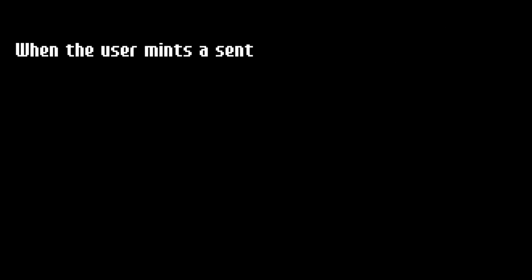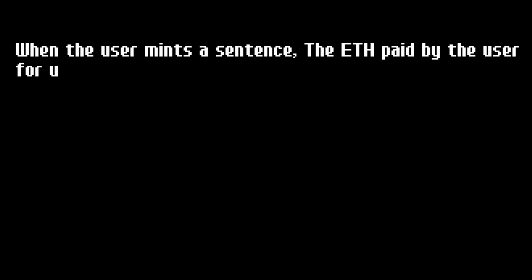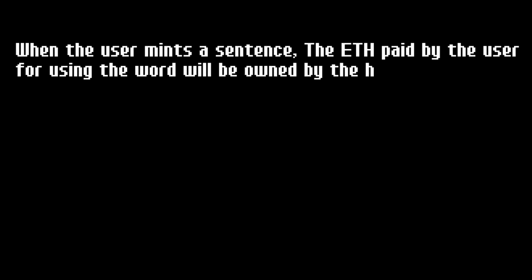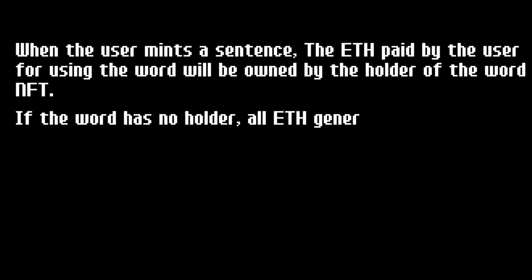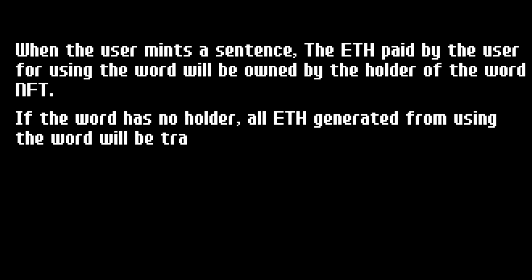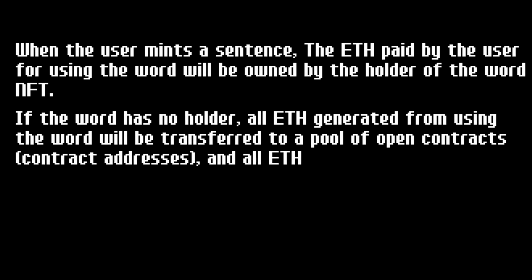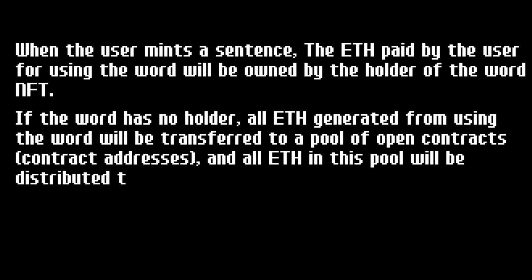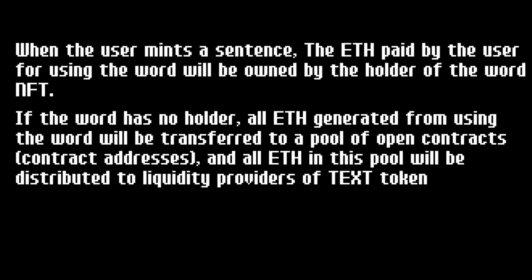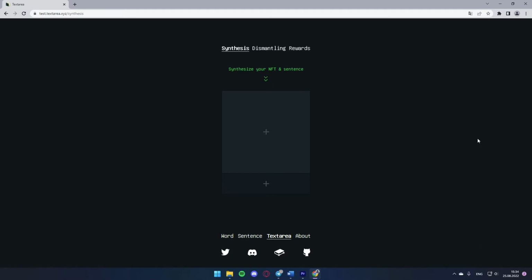The economic relationship between words and sentences. When the user mints a sentence, the ETH paid by the user for using the word will be owned by the holder of the word NFT. If the word has no holder, all ETH generated from using the word will be transferred to a pool of open contract addresses, and all ETH in this pool will be distributed to liquidity providers of text tokens as rewards. Synthesis and disassembly of NFT and sentence.